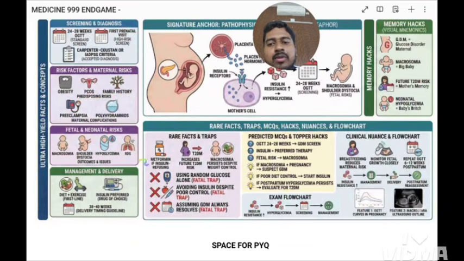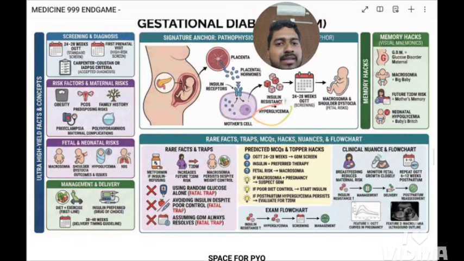So what will be the fetal complications? One is respiratory distress syndrome. Second is shoulder dystocia, hypoglycemia, and macrosomia. Now you will ask me, how does hypoglycemia occur? It is because of hyperglycemia, which in turn leads to rebound hypoglycemia, okay, prolonged hypoglycemia.